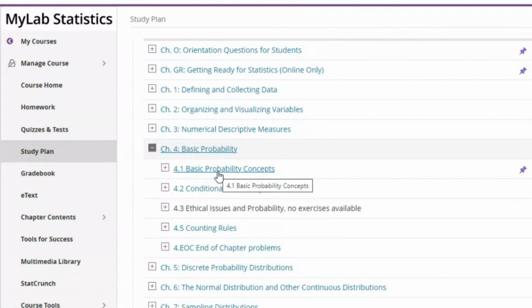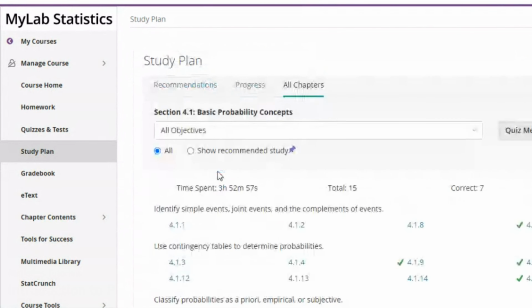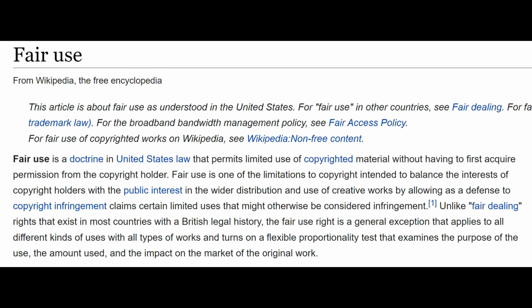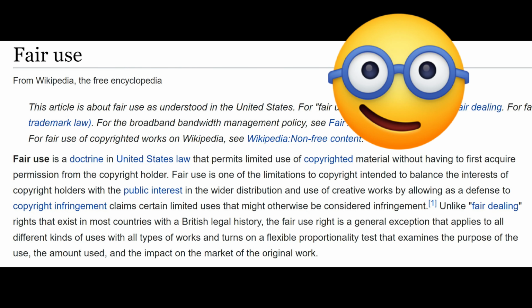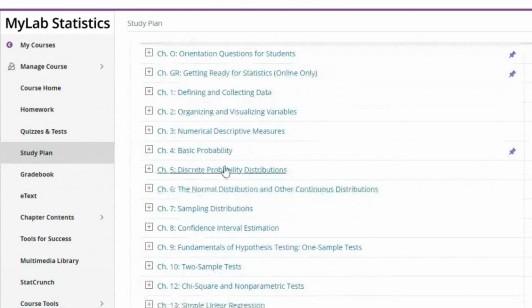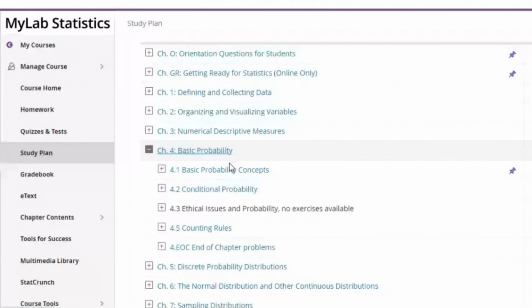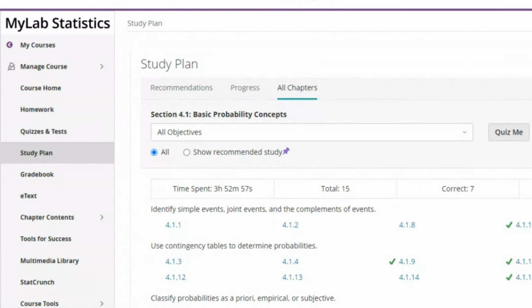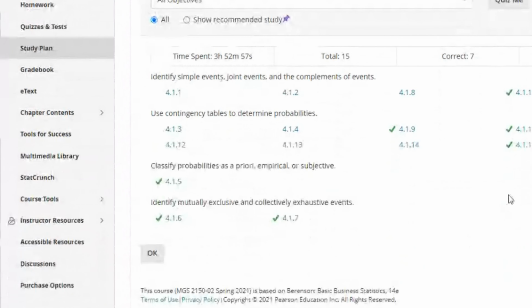For the practice problems, I'll be using Pearson's MyLab, and under the Fair Use Doctrine, this is my own commentary on their problems, and it is for educational purposes, so it's all good. Let's get started with a simple probability problem, and then I'll do some more difficult problems. For your convenience, I'll break this video into chapters with timestamps so you can skip ahead if you want to.